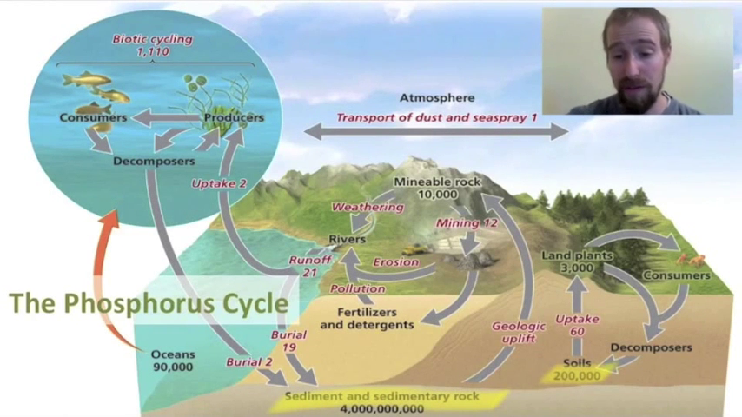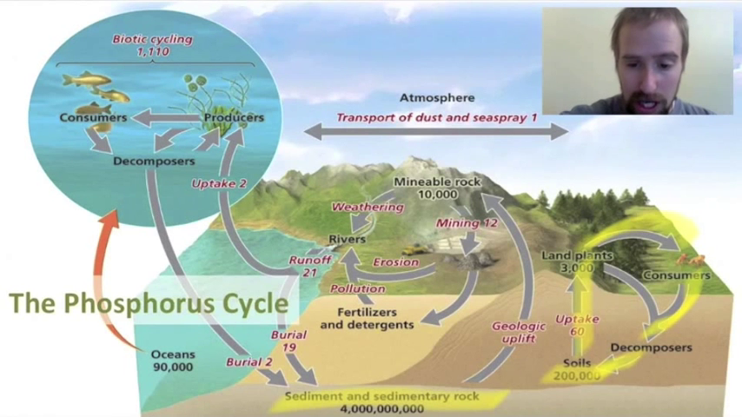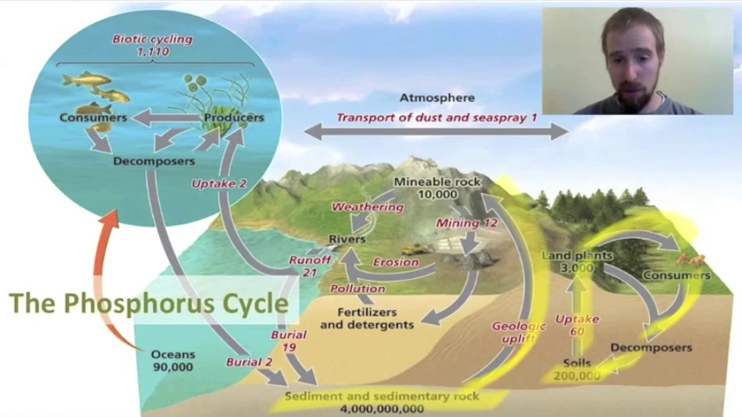So the phosphorus that we find in soil can be uptaken by plants, and then can be passed from plants to consumers, and then from consumers to decomposers, and back to the soil, all via the food web. Geologic uplift, natural processes that are happening in the earth, also bring these mineable rocks up to the surface, and that's where humans get involved.